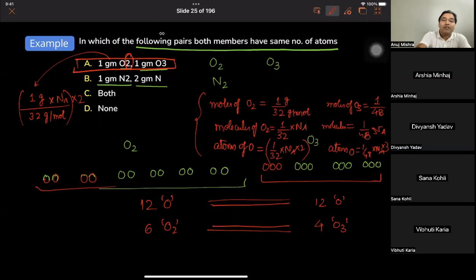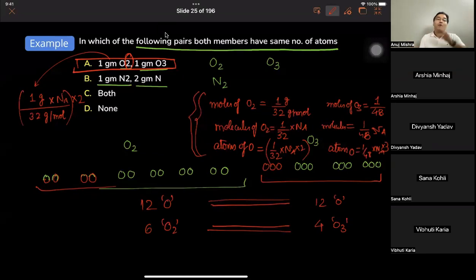So can I say this is a waste of time if I'm doing it like this? This is not a very good method to solve this. Rather, this is a better method: as soon as I see 1 gram of O2 and 1 gram of O3, I should mark the answer A and the job is done. This question is also a JEE and NEET question. I hope this question is very clear.